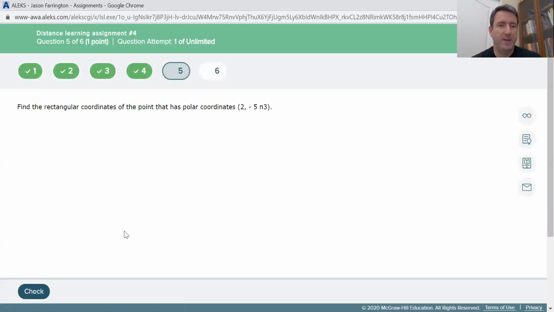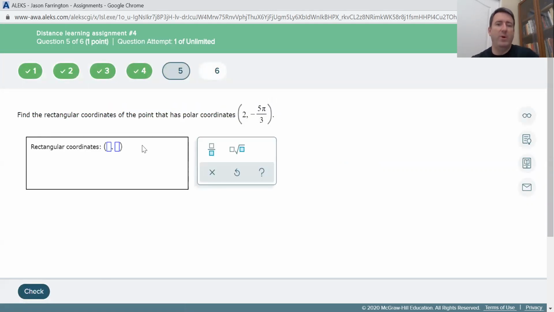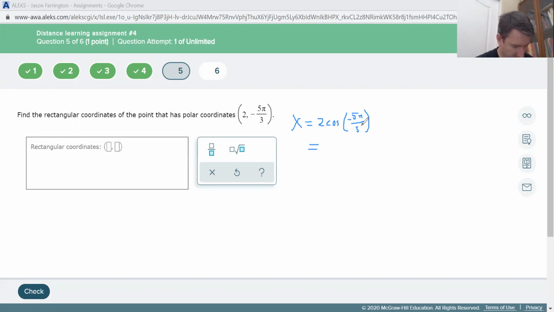Number 5. Find the rectangular coordinates of the point that has polar coordinates 2, 5 pi over 3. All right, so x is going to be equal to r, which is 2, times the cosine of negative 5 pi over 3. And the cosine of 5 pi over 3, we go to 5 pi over 3, the cosine of that is 1/2.